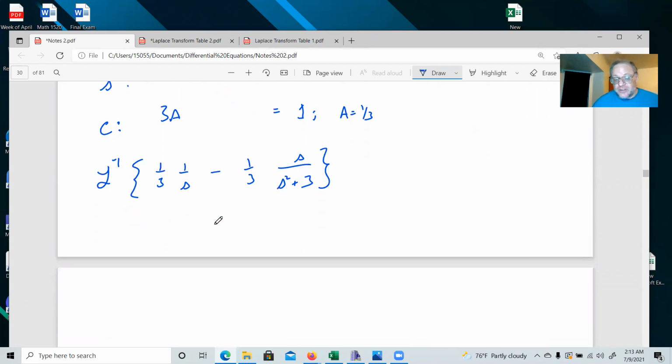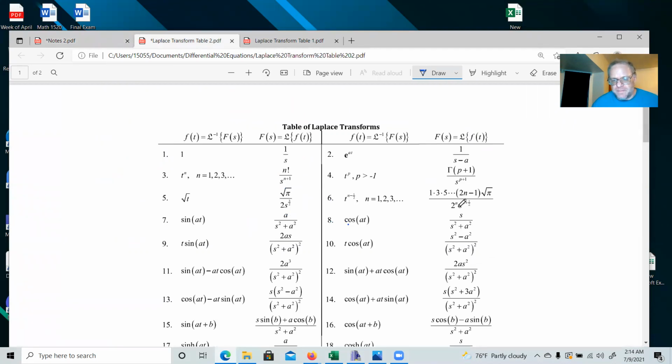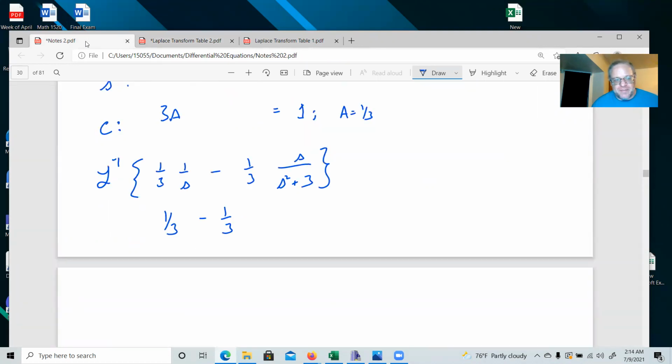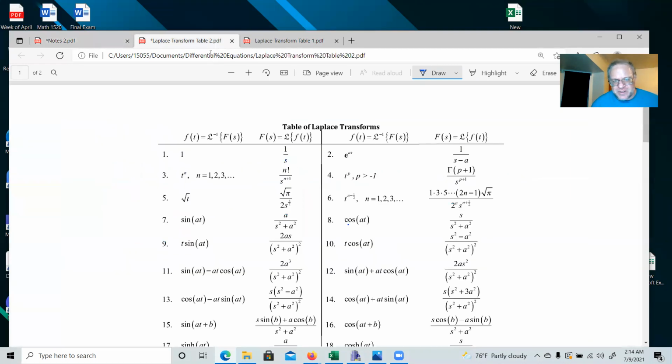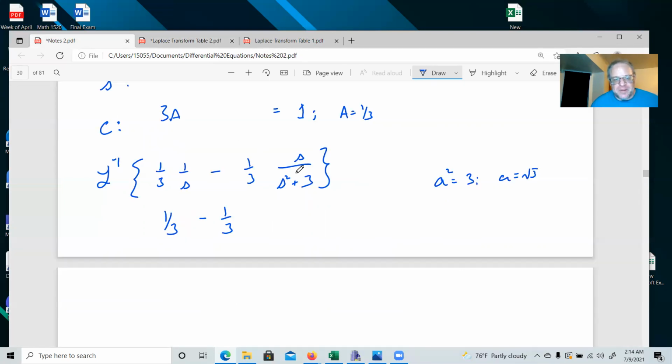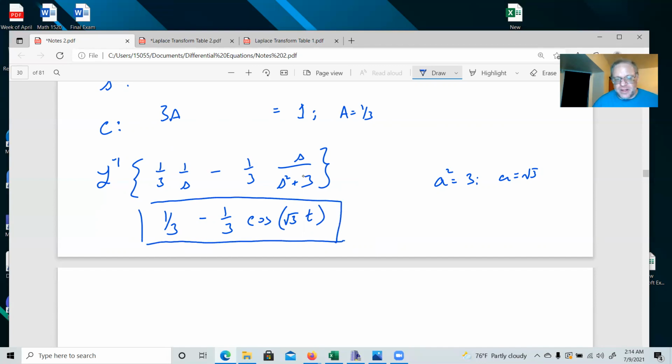Well, 1 over s, that's the constant. So this is just 1/3 minus 1/3. Do I have an s over an s squared plus 3? Right, we have an s squared plus 3, so a squared is equal to 3. That must mean a is equal to the square root of 3. Which one had the s on top? Cosine had the s on top. So cosine of square root of 3t. And that's it. That's how we do it.